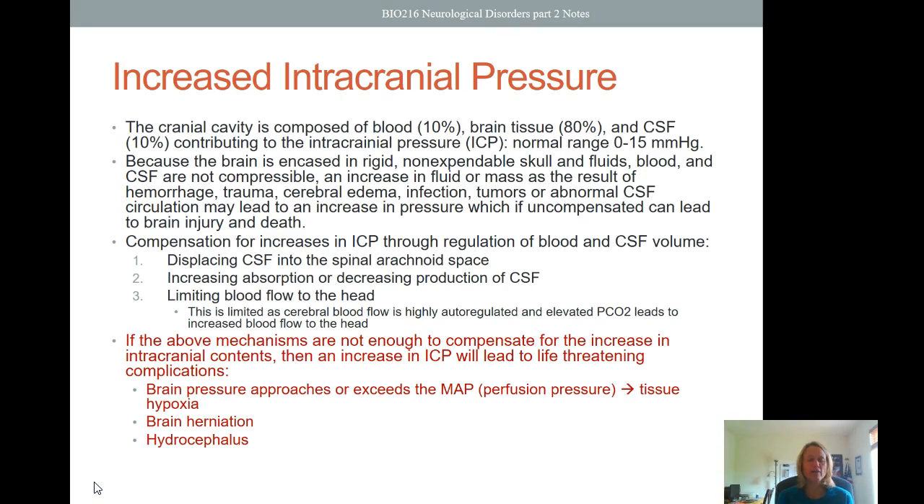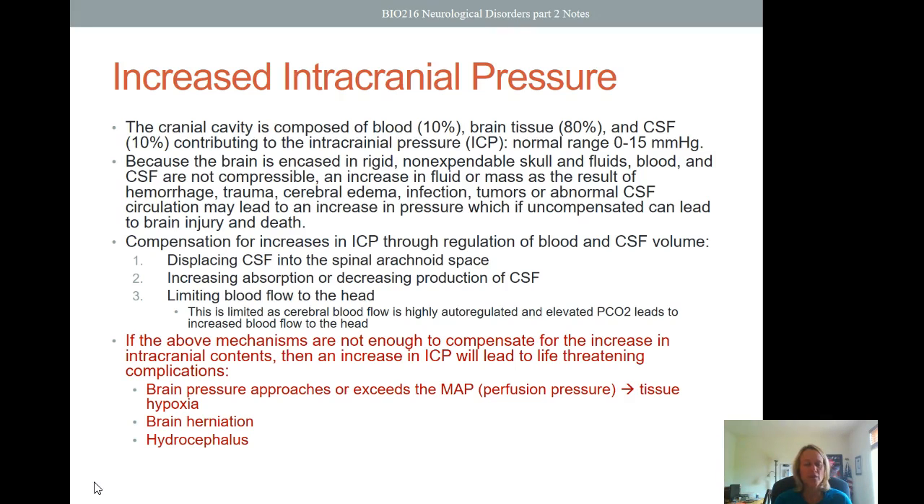Okay, let's talk about an increase in intracranial pressure. So the cranial cavity is composed of about 10% blood, 80% brain tissue, and about 10% cerebral spinal fluid. And these contents contribute to the intracranial pressure, which is normally pretty low, which ranges from about 0 to 15 millimeters of mercury.